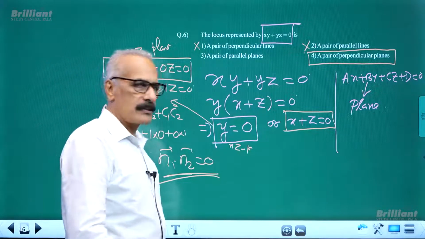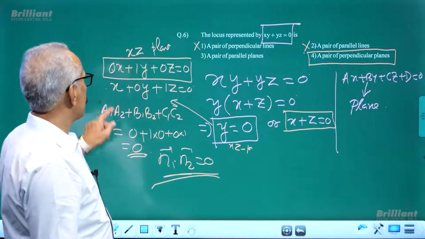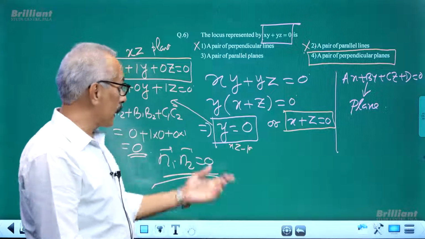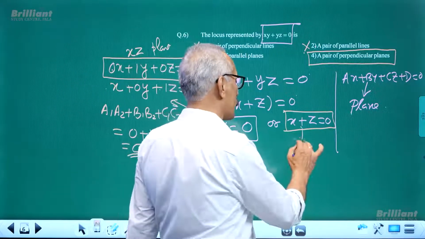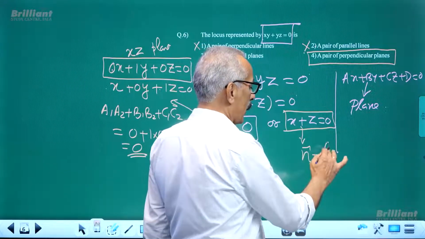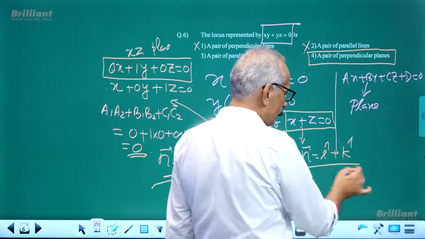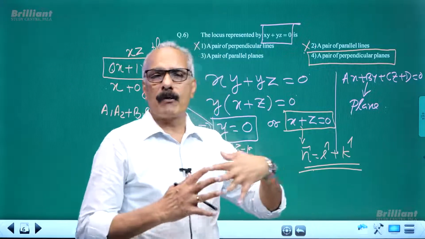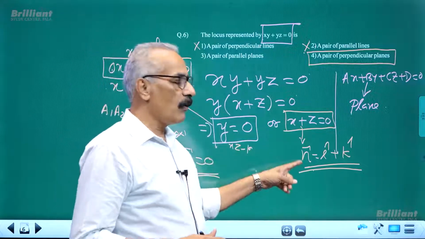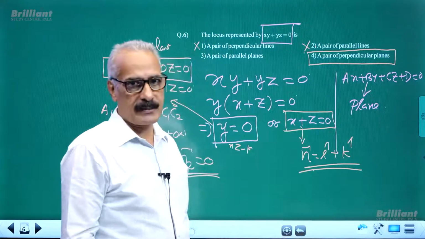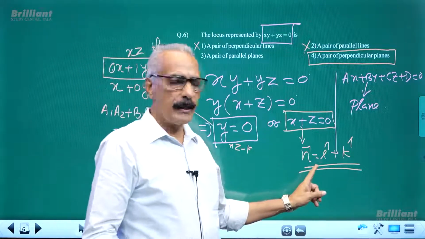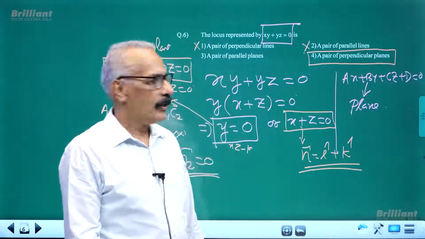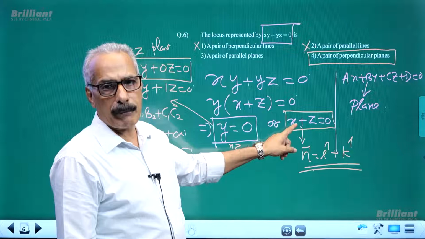That means the y-axis. Normal to this one. The plane x plus z equal to 0, what's the normal to this one? The normal will be equal to i plus k. That normal will always be perpendicular to the y-axis. Remember that. For the y-axis, (i plus k) dot j equal to 0. So the normal will always be perpendicular to this.